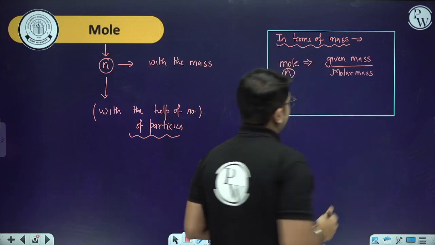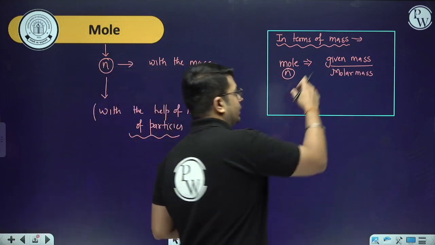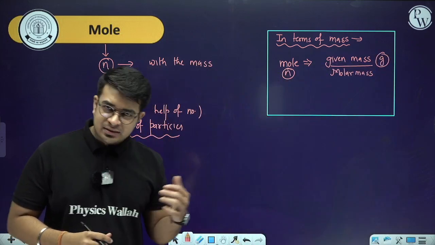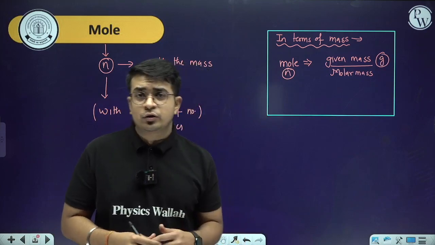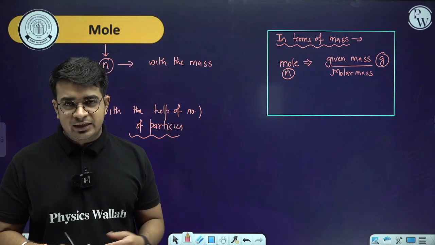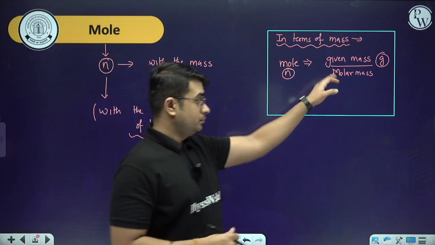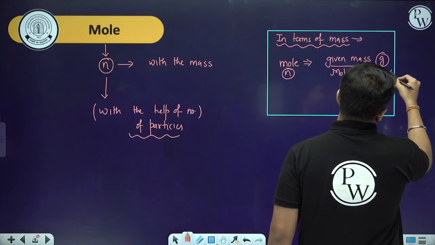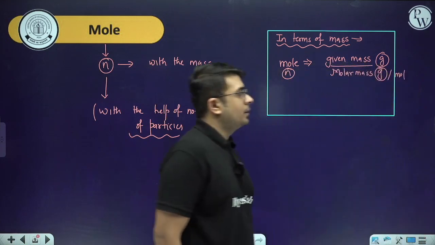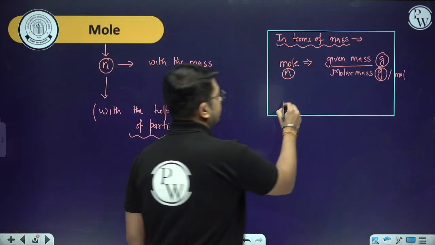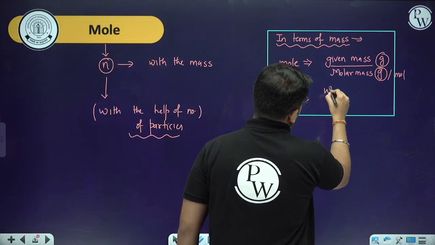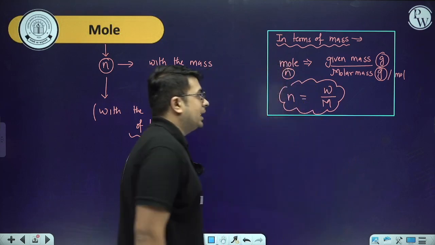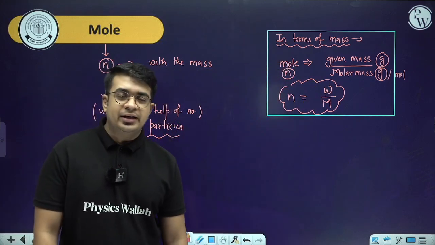But what are the units in that case, sir? This given mass will generally be in grams. It can be microgram, nanogram, or milligram, whatever it is, but it should be converted to grams. Molar mass is also calculated in terms of gram per mole. The basic formula is n is equal to W by M. That is the first formula, and with the help of this formula you can easily calculate each and everything.